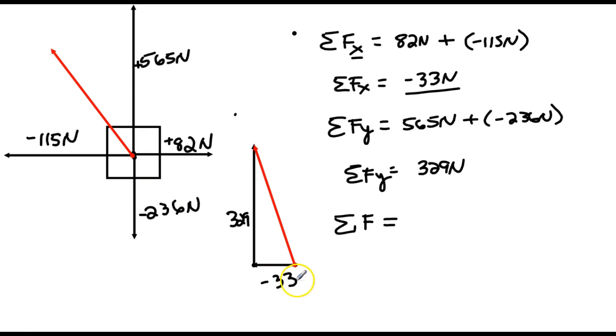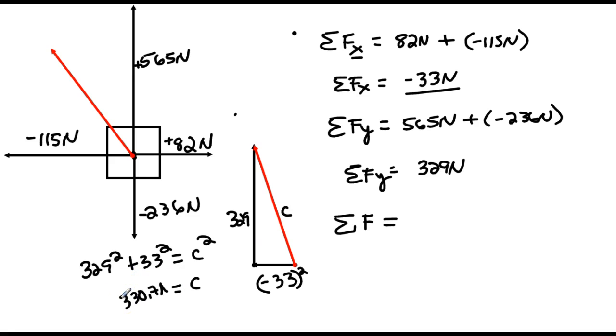Some students, when they put in negative 33 squared, the calculator gives a negative answer and they don't catch it. Because to put it in the calculator, you've got to put it in parentheses and say squared. So when I do these Pythagorean Theorem problems, I just always put in positive values and you'll get the correct answer. So adding those up, 329 squared plus 33 squared equals the red side squared. We'll call the red side C. So take the square root of 109,330. And when you solve for C, you should get 330.7 newtons. That's the magnitude.